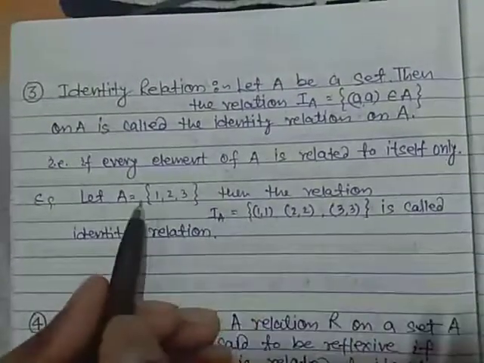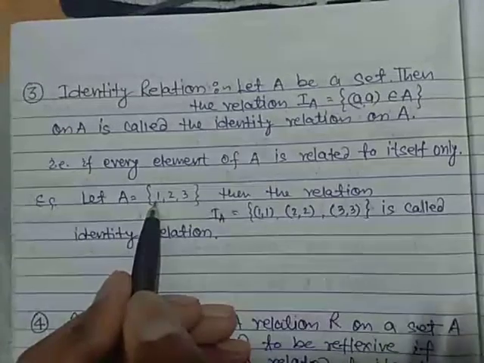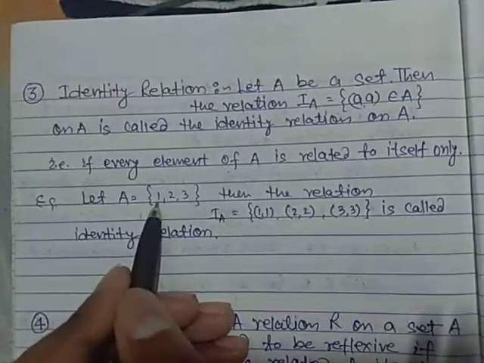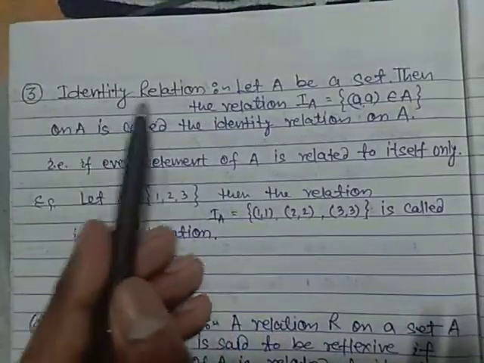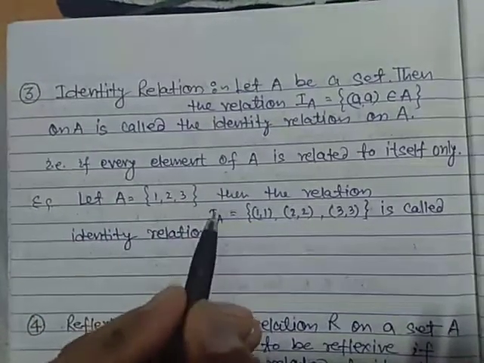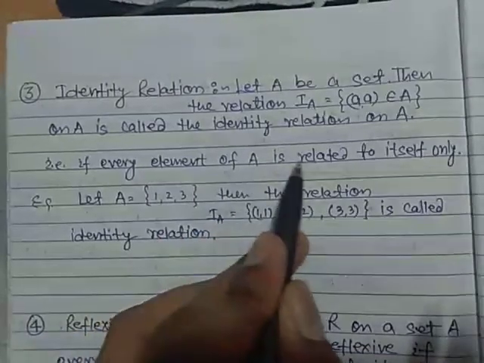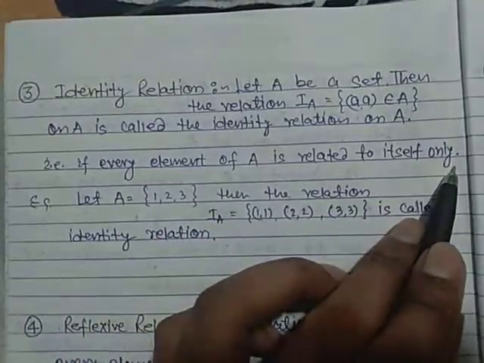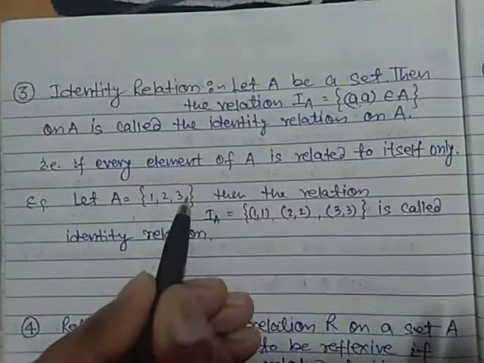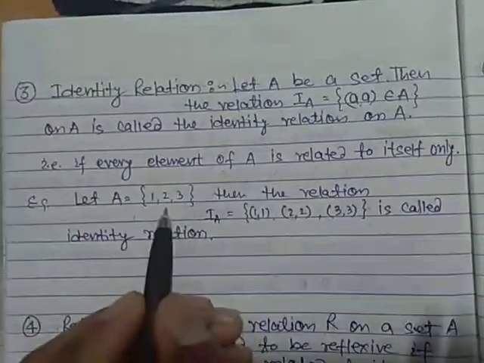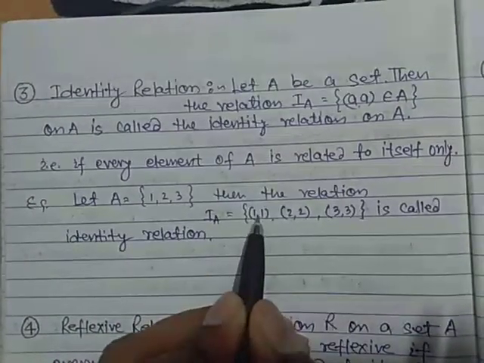Meaning, if there is a set A containing the elements 1, 2, 3, then when we consider the identity relation, every element of A is related to itself only. It means (1, 1), (2, 2), (3, 3). When we calculate these ordered pairs, we find (1, 1).